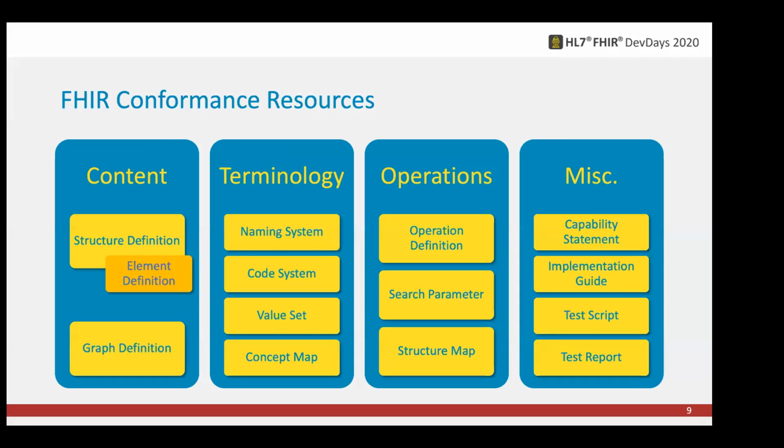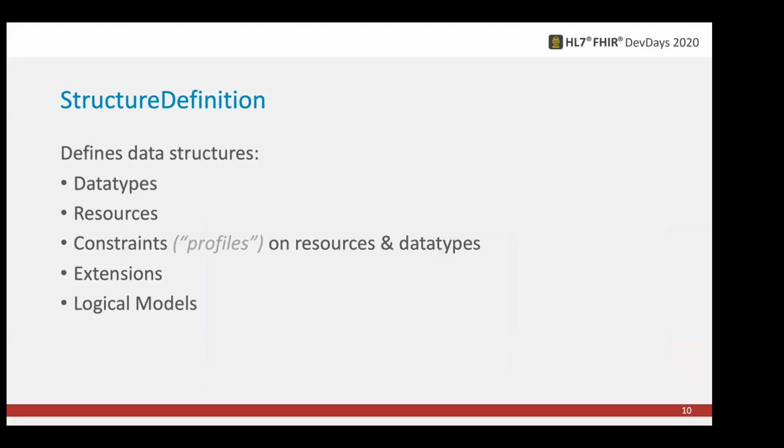FHIR has something we call the conformance layer, and there are a lot of FHIR conformance resources. You see a lot of them on this screen, where we can take a look at specific resource types for content, for terminology, for operations, and for any other types of things. A couple of them I want to walk through with you.